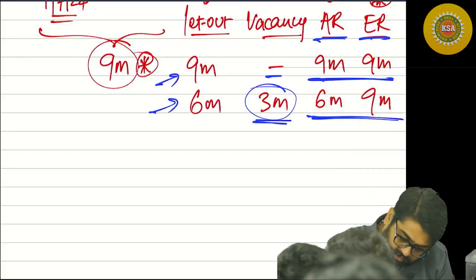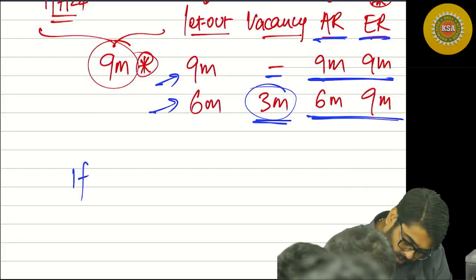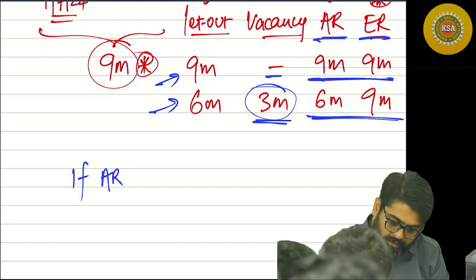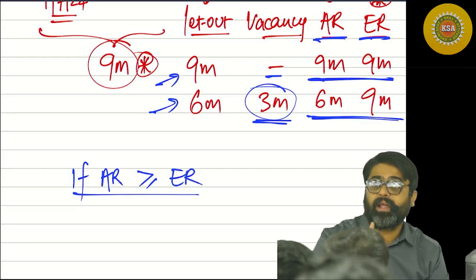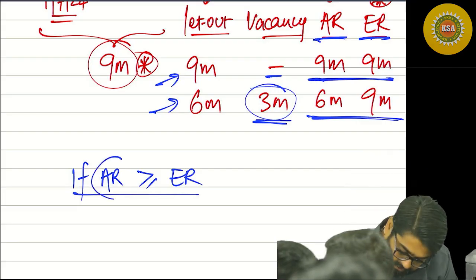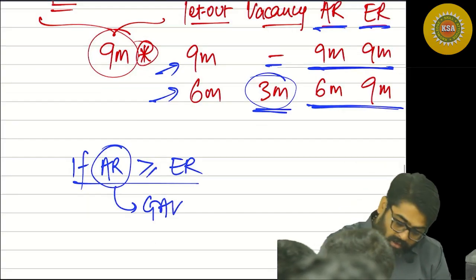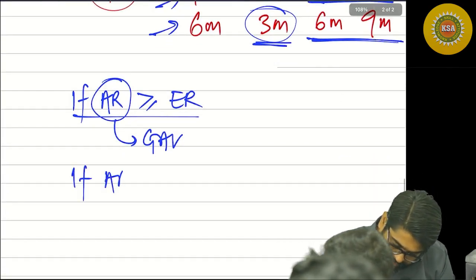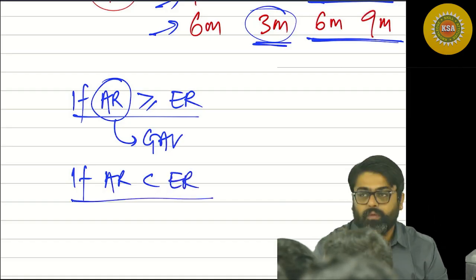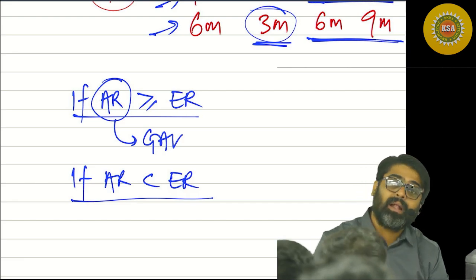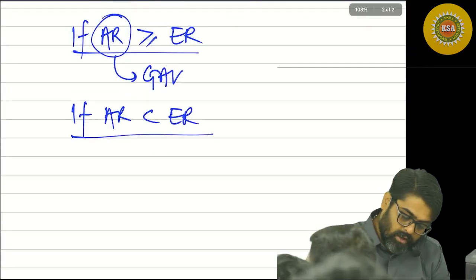Even if a 3 month vacancy is there, if actual rent is greater than or equal to expected rent, even if there is a vacancy, in that case actual rent will be taken as GAV. Understanding or not? But if actual rent is less than expected rent, then what will you do? Then you will add the vacancy rent for the purpose of comparison. Yes or no?